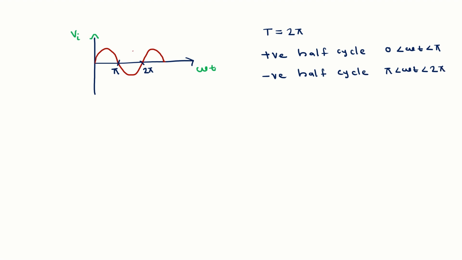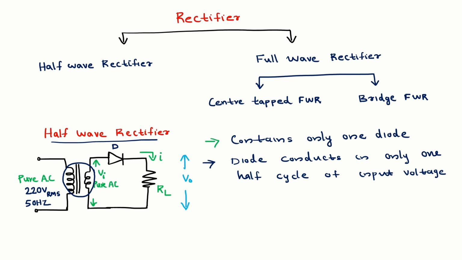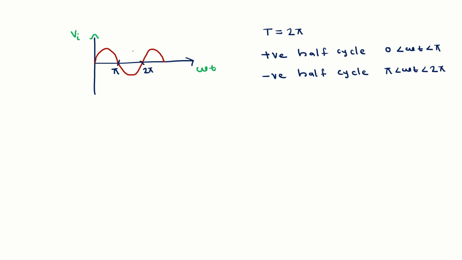The voltage at the secondary winding is also an AC signal, which is applied to the diode. Here I have written one statement: the diode conducts in only one half cycle of the input voltage. That means the diode in the half wave rectifier is conducting only either in 0 to pi or in pi to 2 pi.